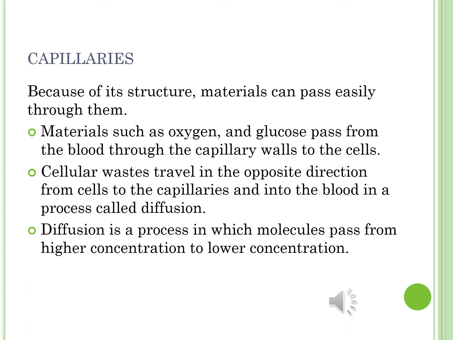They pass from the blood to the cells, and cellular waste travels in the opposite direction, from the cells to the capillaries and into the blood, in a process called diffusion. What is diffusion? Diffusion is a process in which molecules pass from a higher concentration to a lower concentration. Knowing that glucose and oxygen are highly concentrated in the blood and lowly concentrated in the cell, and vice versa, waste is highly concentrated in the cell and low in the blood.